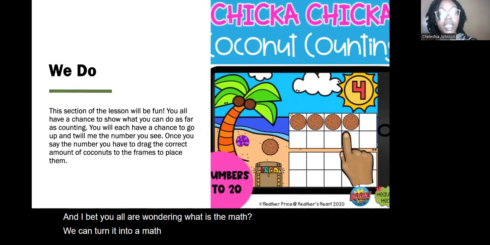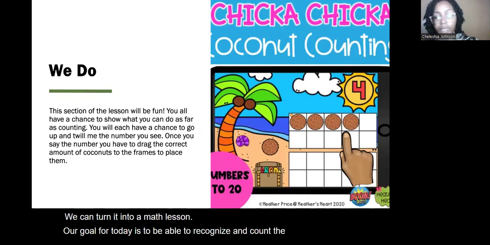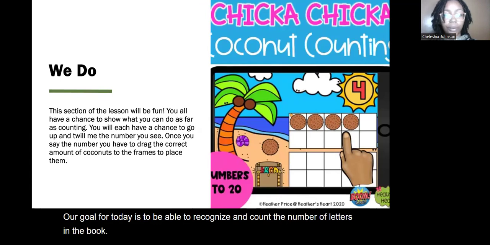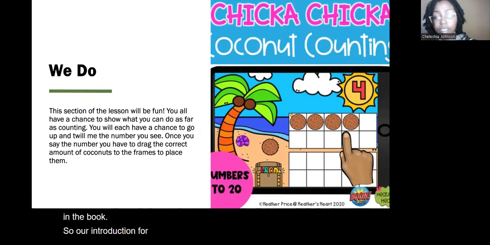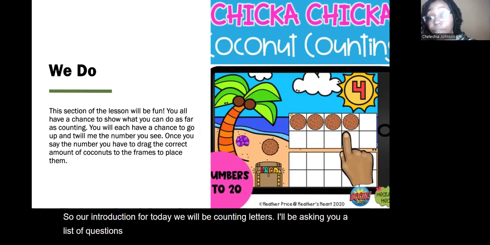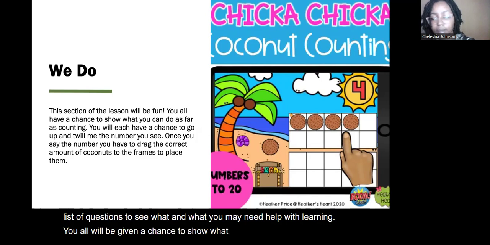You will each have a chance to go up and tell me the number you see on the sun up there. Once you say the number, you have to drag the correct amount of coconuts to the frames to place them in their spot. So if you see the number 4, for example, you're going to drag 4 coconuts up there. If you see the number 14, you're going to drag 14 individual coconuts to the frames.